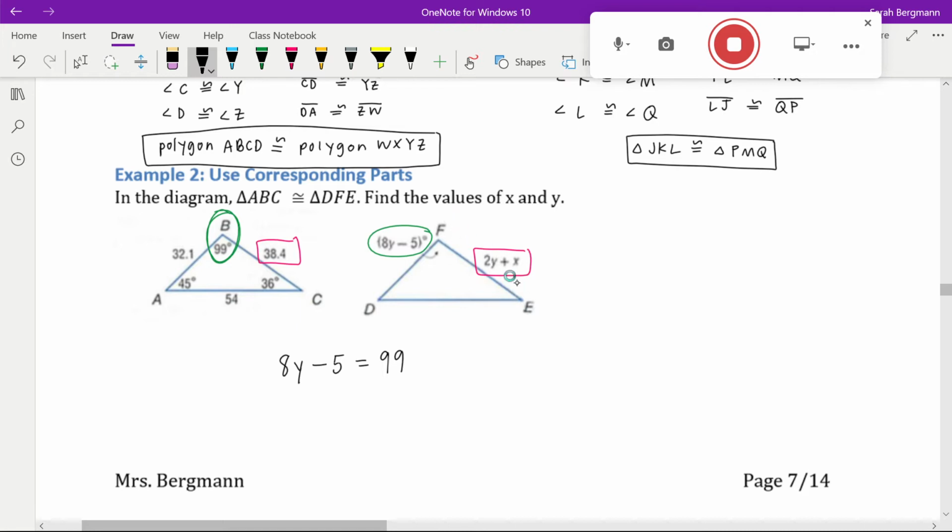Similarly, I know FE and BC, those two segments, are congruent. Therefore, they must have equal measures. So 2y plus x must be equal to 38.4. Now I can solve these equations. I must solve this equation first because it only has one variable.